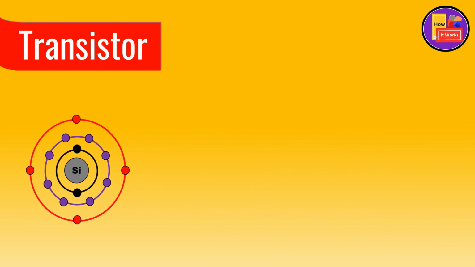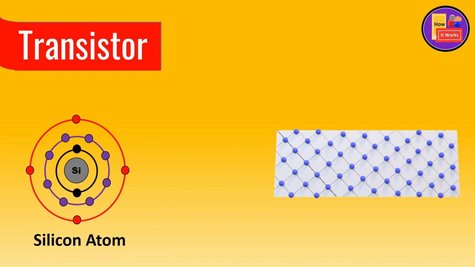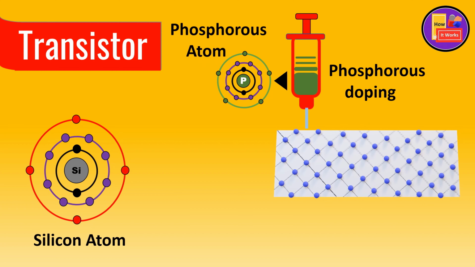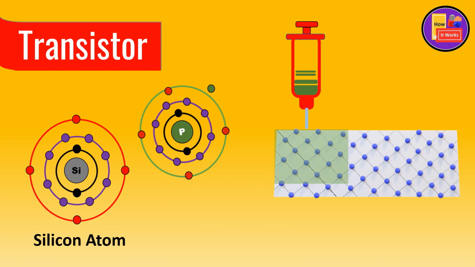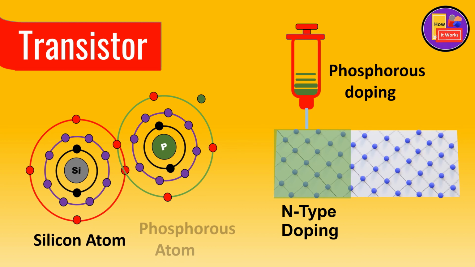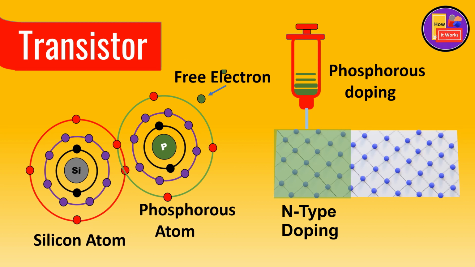The electrical conductivity of silicon semiconductor atoms is improved by a technique called doping. If you inject phosphorus, which has 5 valence electrons, it is known as n-type doping. With n-type doping, 4 electrons of the phosphorus atom bind with silicon atoms and 1 electron will be free to move in the system.